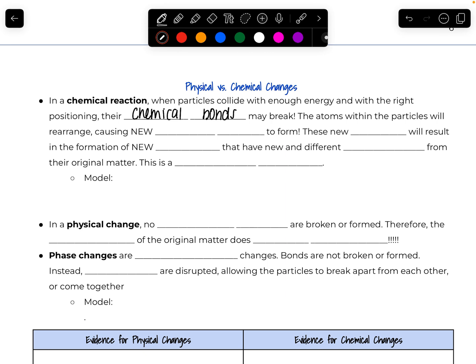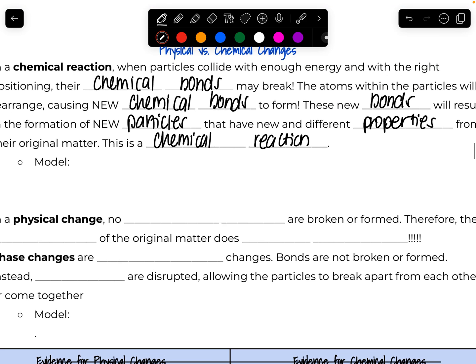Then what happens is the atoms within those particles will rearrange themselves. You kind of make this like alphabet soup. This then causes new chemical bonds to form. So these new bonds will result in the formation of new particles. These new particles will have new and different properties from the original matter. So this is a chemical reaction.